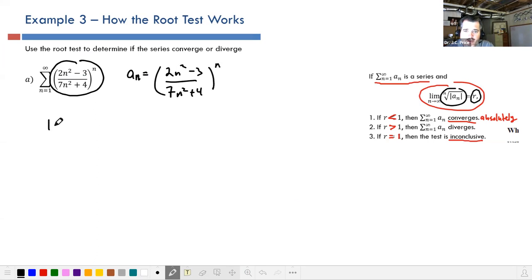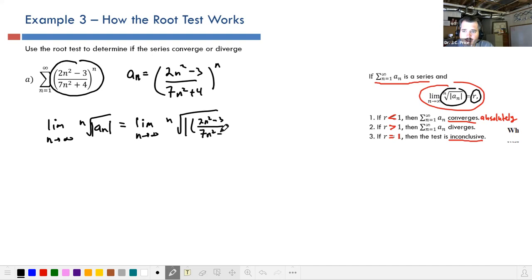And so I'm going to take a look at the limit as n goes to infinity of the nth root of a sub n. I always write this down. That helps me remember what the test is, if I write it down every single time. And I have to put the absolute value on there, so don't forget that, because this is really a test for absolute convergence, but that implies regular convergence. So the limit as n goes to infinity of the nth root of the absolute value of (2n squared minus 3 divided by 7n squared plus 4), all to the nth power. And again, it's absolute value.